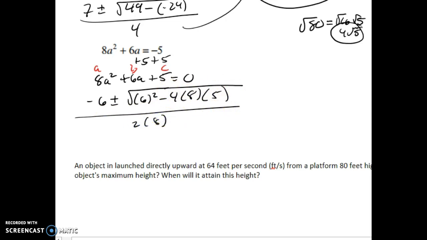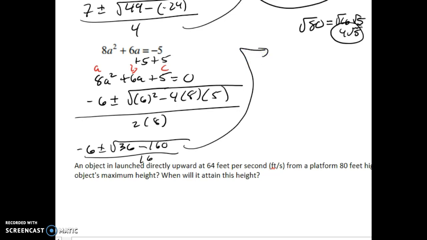And we're going to multiply everything, so I'm going to do that now. We got negative 6 plus or minus the square root of 36, and then minus 4 times 8 times 5, which is 160, all over 16. Bring this up here. So we have negative 6 plus or minus the square root of 36 minus 160, which is negative 124, all over 16.